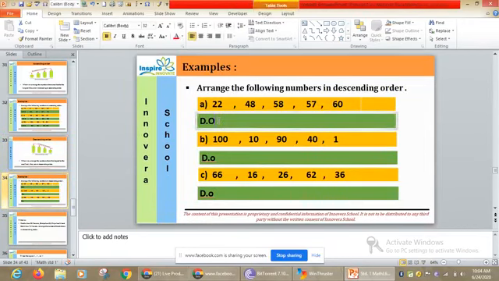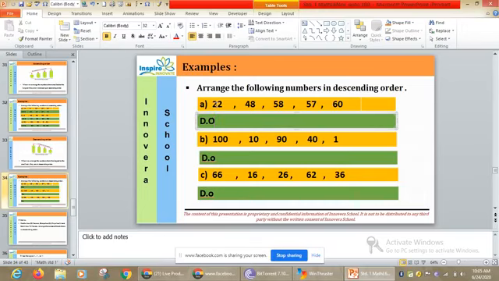Is everyone ready with their notebooks and pencils? Okay, so this is the first example. Arrange the following numbers in descending order. 22, 48, 58, 57 and 60. These are the numbers given to you. You are going to arrange these numbers in descending order. Yesterday I have told you that first we will see the numbers in the tens place. Now everyone knows the place values. So this is the tens place and this is the ones place.